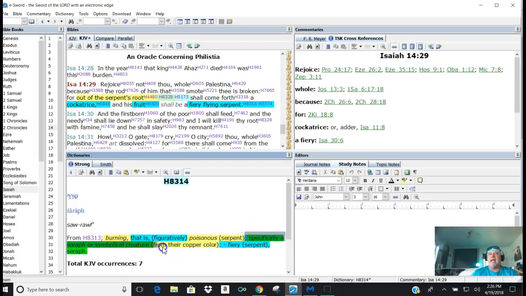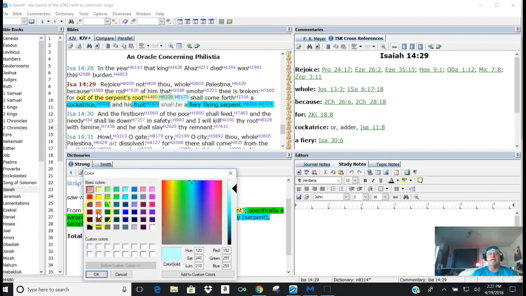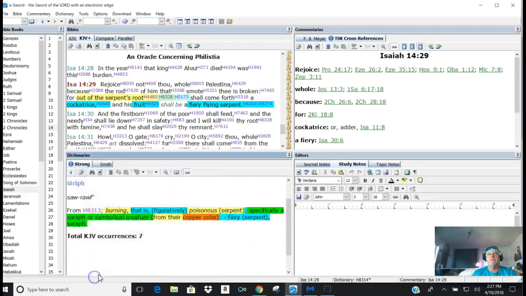specifically a seraph or symbolic creature from their, read it for yourself, copper color. Let's get a really cool color on that. Let's do copper. There we go. From their copper color, okay? So shall bring forth his fruit, and his fruit shall be a fiery flying serpent. So a poisonous serpent, a seraph, and it's also because of their copper color, fiery serpent seraph.